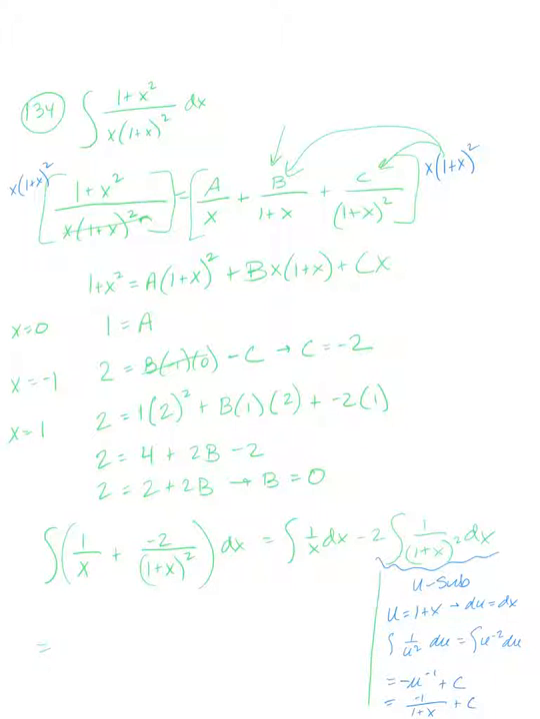So when I come back over here to finish my integral, the integral of 1 over x is ln x, and then I have -2 times this expression. The -1, I'm going to multiply by that negative and make it positive, and I get 1 over 1 plus x plus c.